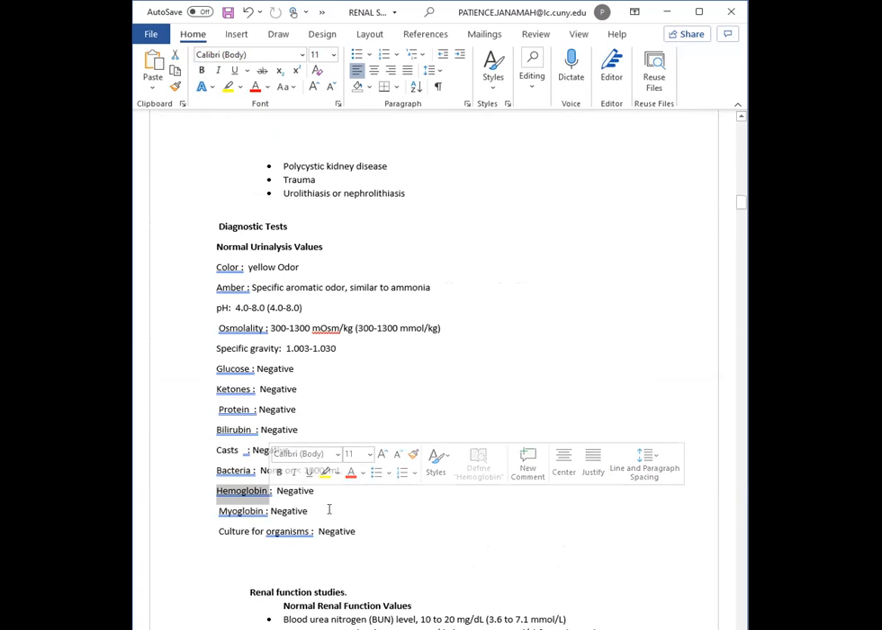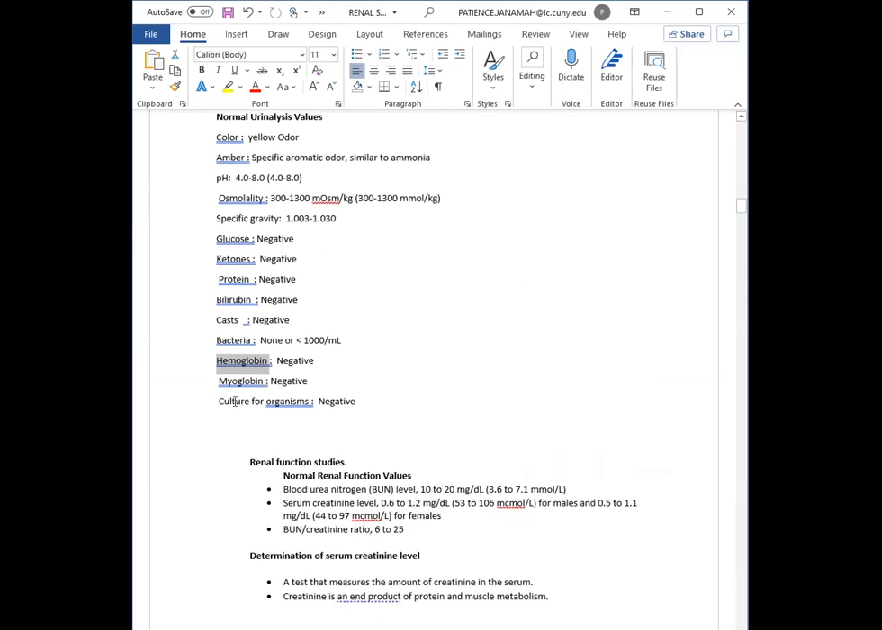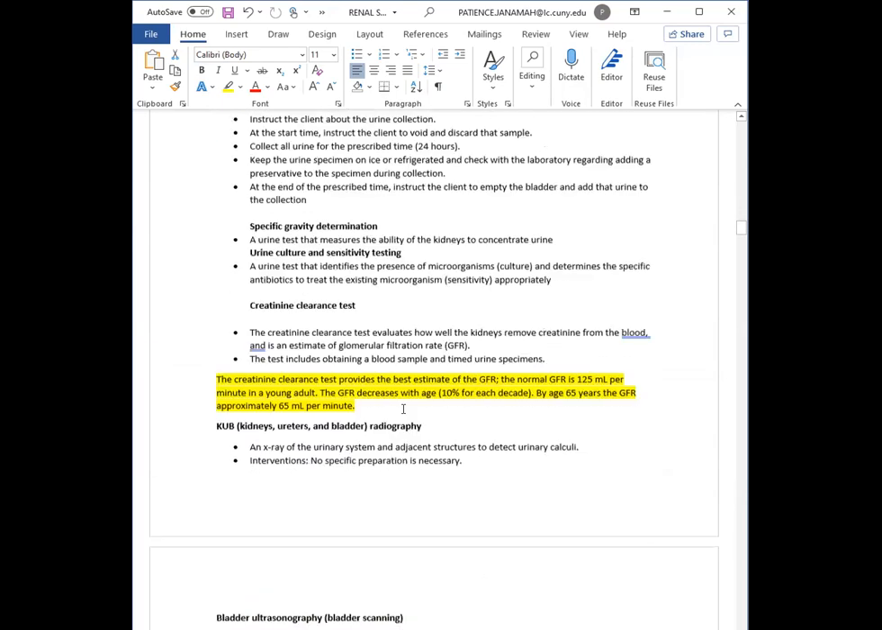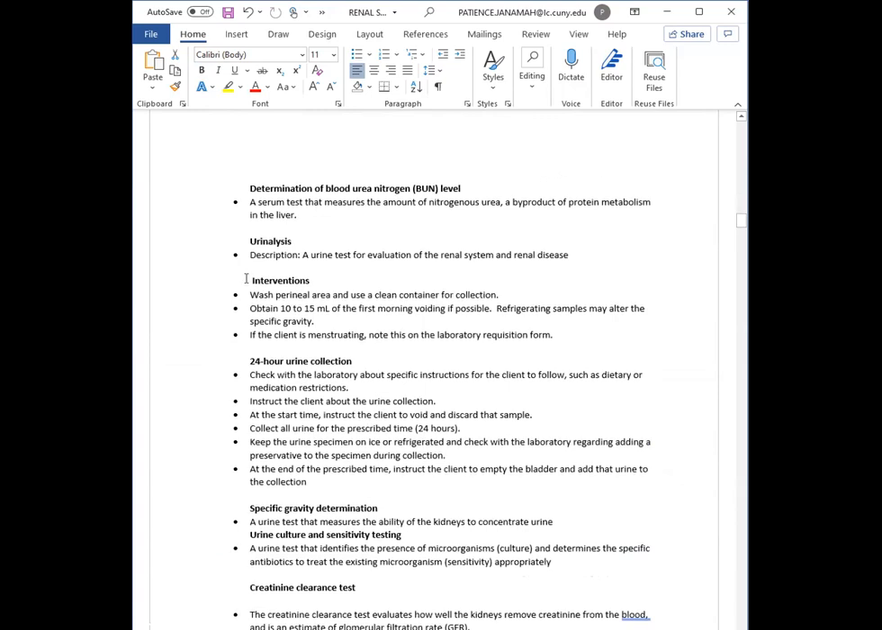And see if there's blood in your urine. It will state it clearly. If there's glucose in your urine, if there's bilirubin in your urine, and then if there are microorganisms, if there's bacteria in your urine, then they can give you a diagnosis and follow-up treatment.